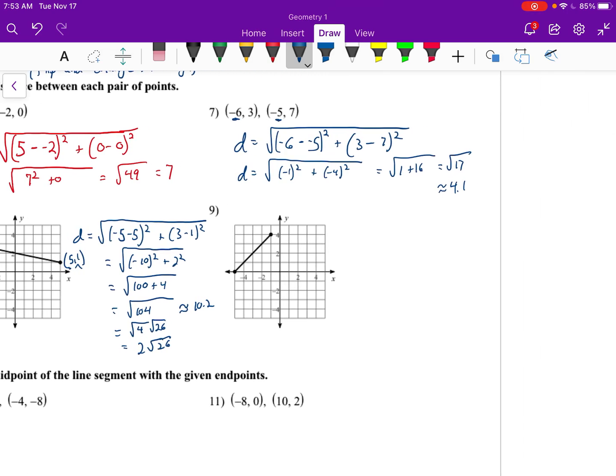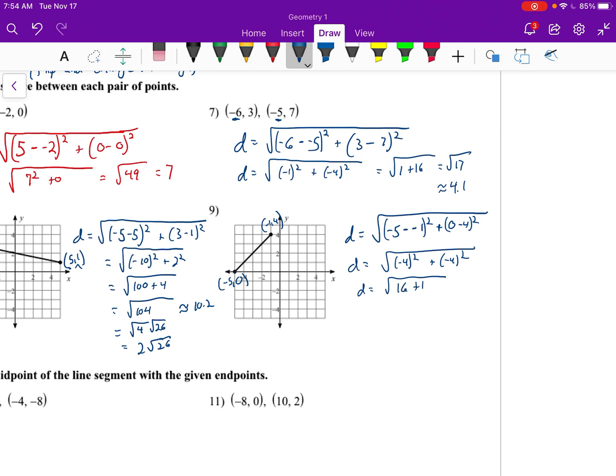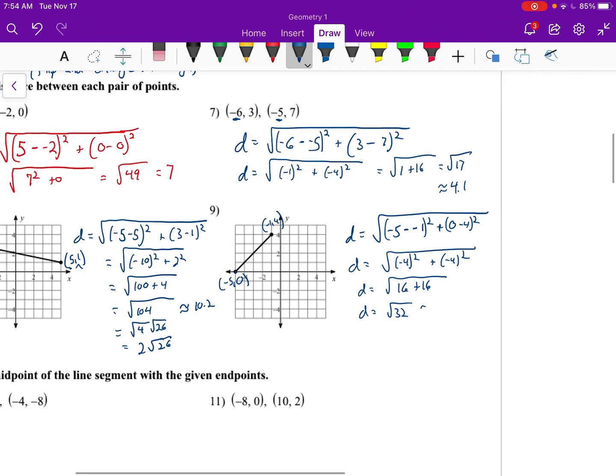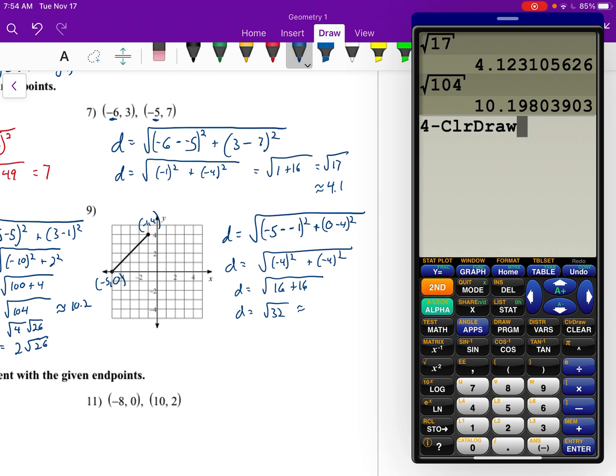Next one. Just more of the same. This point is negative 5, 0. And this point is negative 1, 4. So we do x sub 1, negative 5, minus negative 1 squared, plus 0 minus 4 squared. That's like negative 5 plus 1, so negative 4 squared, plus another negative 4 squared. A negative squared is a positive, so we got 16 plus 16. Square root of 32, which is approximately equal to 5.7.